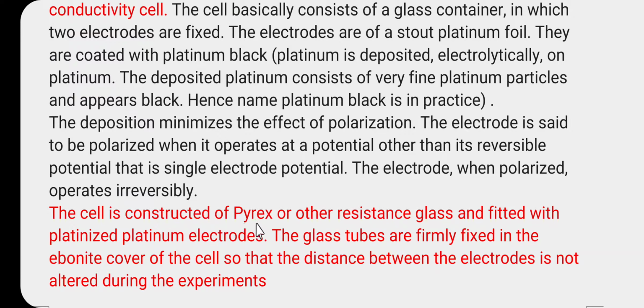The cell is constructed of Pyrex or other resistance glass and fitted with the platinized platinum electrodes. The glass tubes are firmly fixed in the ebonite cover of the cell so that the distance between the electrodes is not altered during the experiment. That's why the glass tube is fitted in the ebonite cover, and the distance between the two platinum electrodes is constant during the experiment. So this is the construction of the conductivity cell.